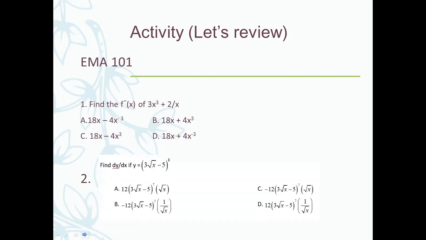two items. So it asks, number one, asks for the second derivative of 3x cubed plus 2 over x. Number two asks for the derivative of the quantity 3 square root of x minus 5 raised to 8. So let's see if you still recall your differentiation techniques. And you will be waiting for those who are ready with their pens and their papers there. And give me the answer for the derivatives of these two.